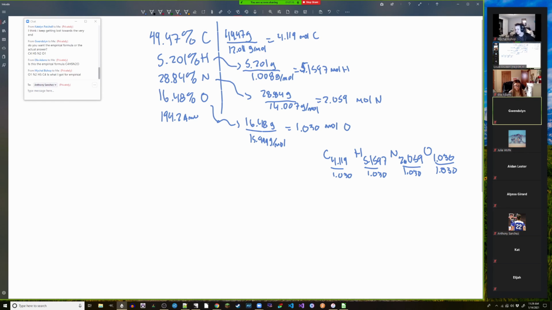We divide by the smallest one. We'll do carbon first. I get 3.9985. That's 4. Then hydrogen divided by my 1.030. 5.009. That's a 5. Not so bad. Nitrogen, my 2.059 divided by my 1.030. I get a 1.9987. That's a 2. And then oxygen is a 1. So there is my empirical formula.